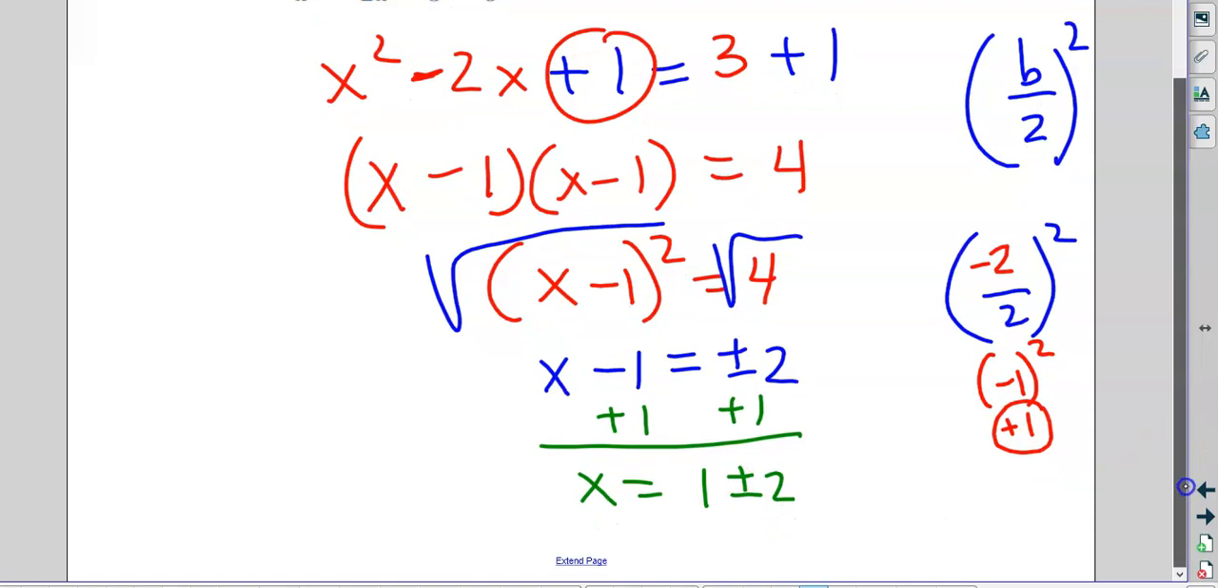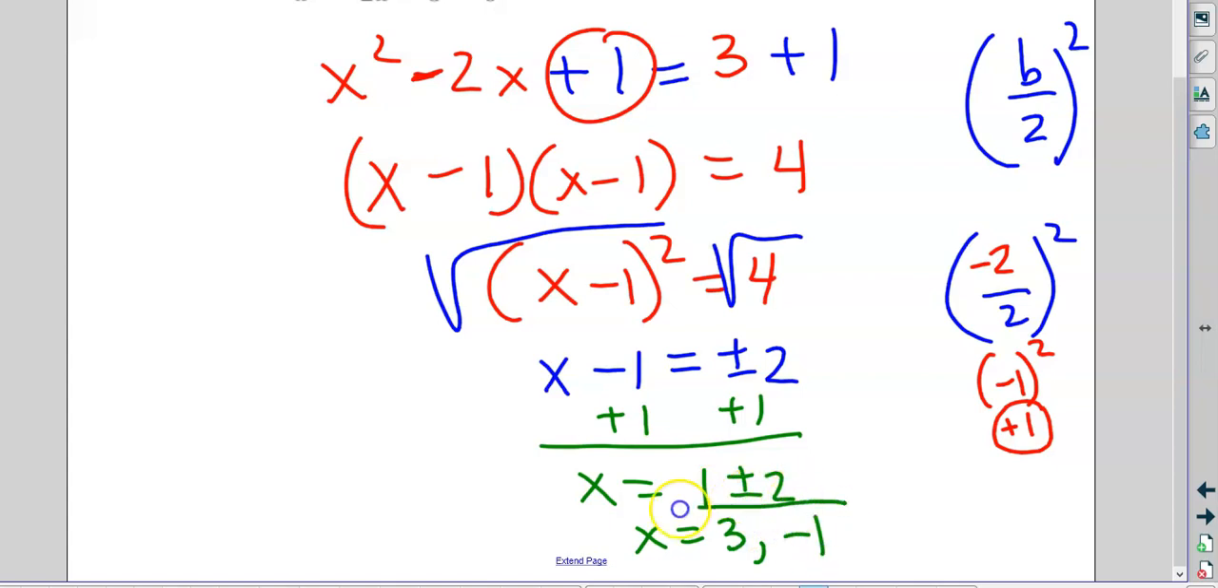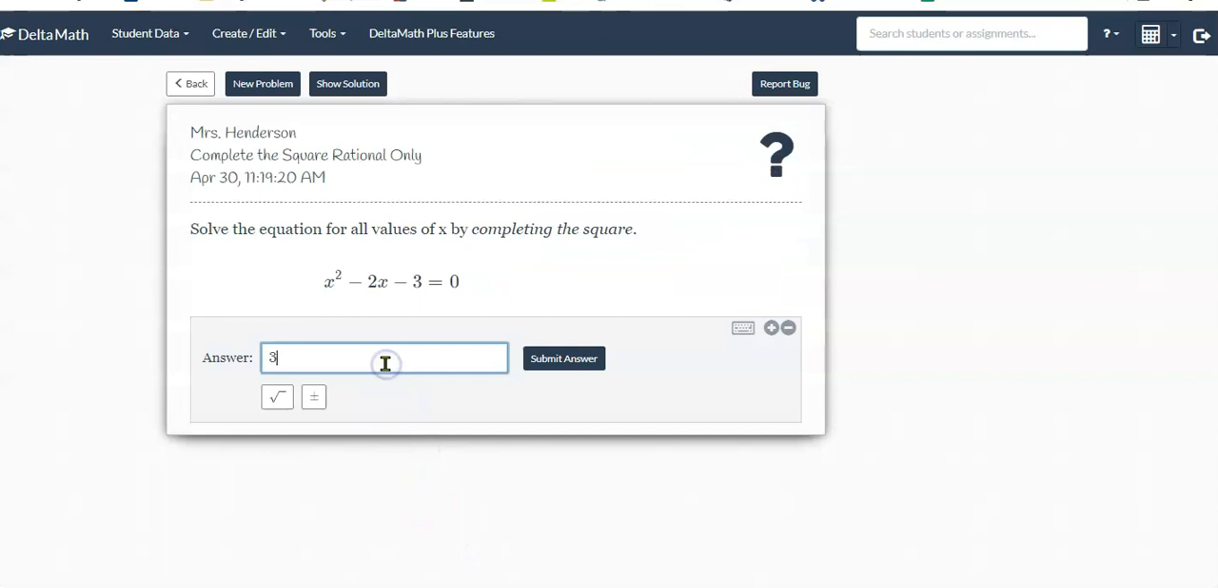Now, because there's no square root sign here, I can do this math. So 1 plus 2 is 3, and 1 minus 2 is negative 1. So that's how I get my answers. You might need to pause the video and watch that part again. 3 and negative 1.